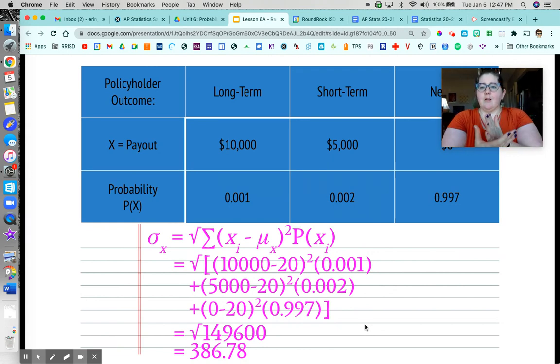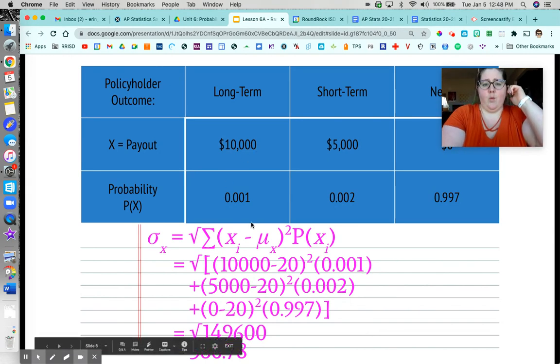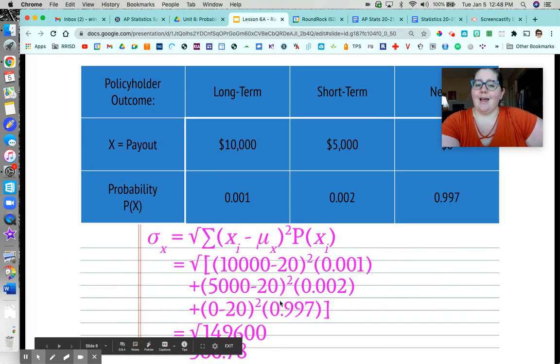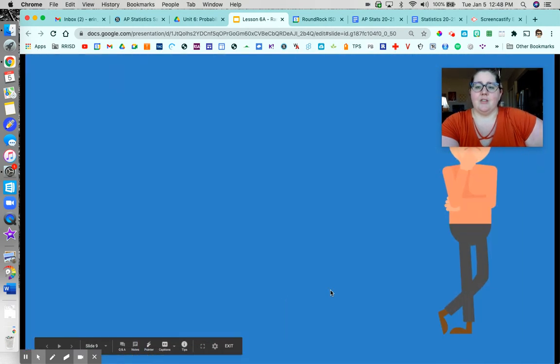So while $20 is the mean, we have a really large amount of variation in our numbers and our payouts, which means it's very uncertain. That makes sense because, again, 1 person out of 1,000 is getting $10,000, 2 people out of 1,000 are getting $5,000, and the rest are getting nothing. So there's a lot of variation, which is what our standard deviation is telling us. It's the average distance from the mean.